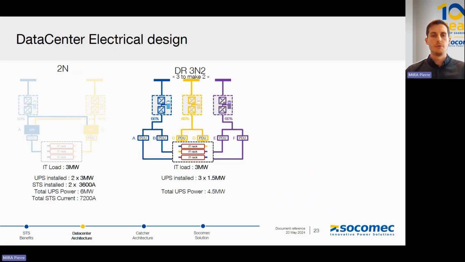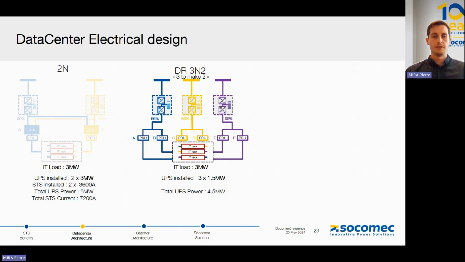The second architecture that we want to speak about today is called distributed redundancy. Here in this example, for distributed redundancy, we'll speak about 3N2 architecture. In North America, we can speak about 3 to make 2. Another kind of architecture for distributed redundancy would be 4N3, 4 to make 3, or 5 to make 4, etc. So here in this example, to make it easier, we'll speak about 3 to make 2.